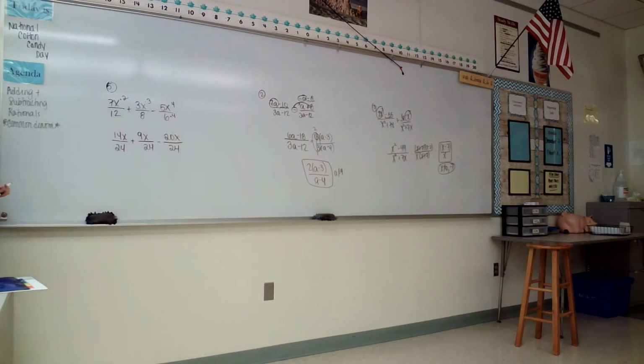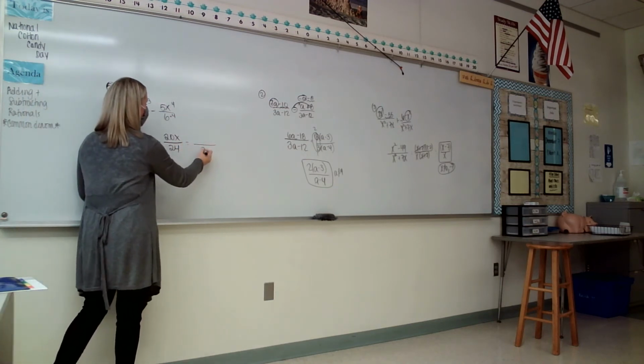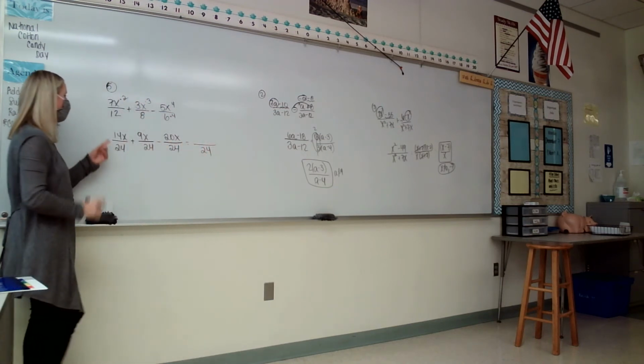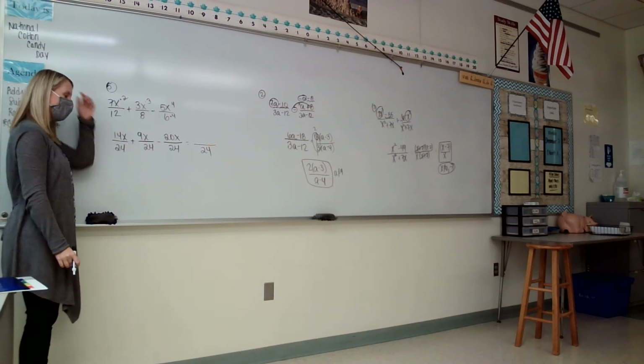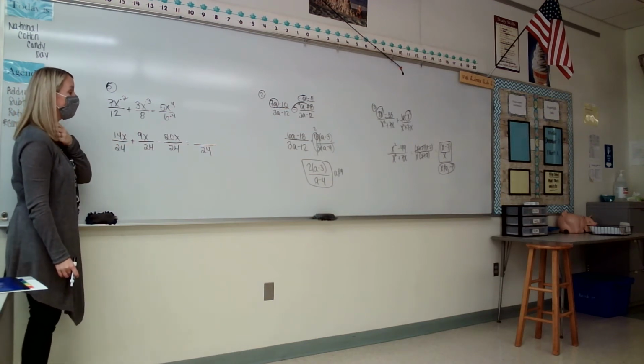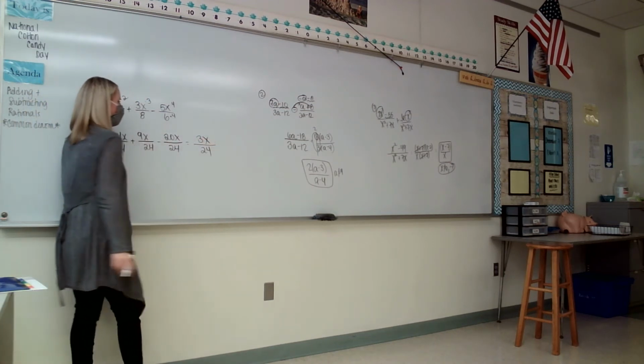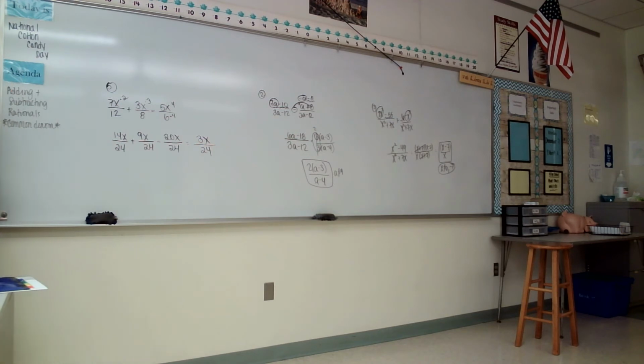All right, then we're just really combining my terms in the numerator. The denominator is common, so it stays the same. 14 plus 9 is 23, minus 20 is 3x.